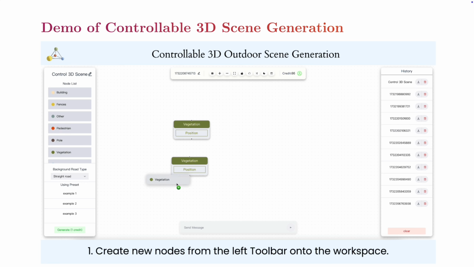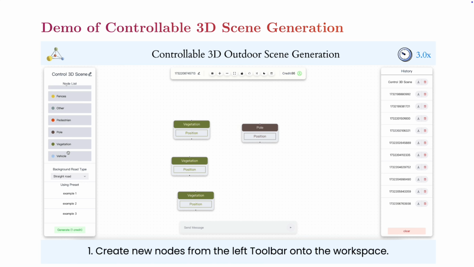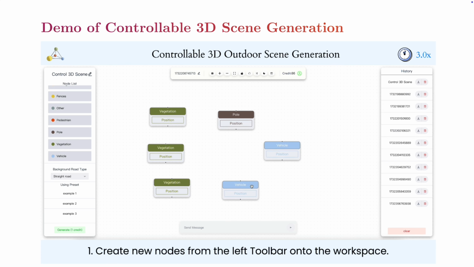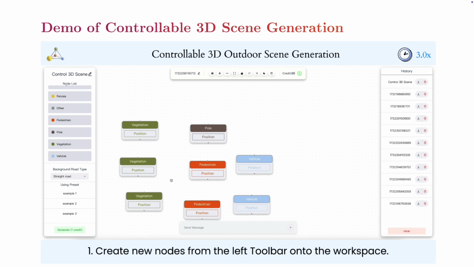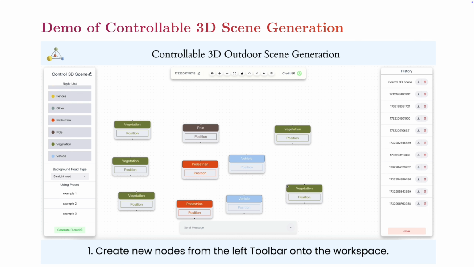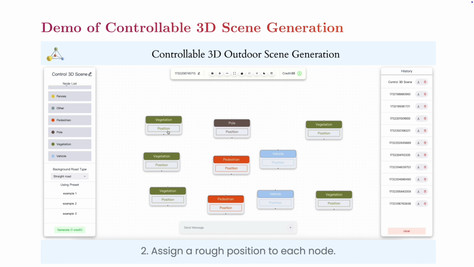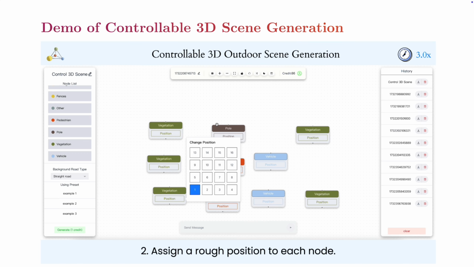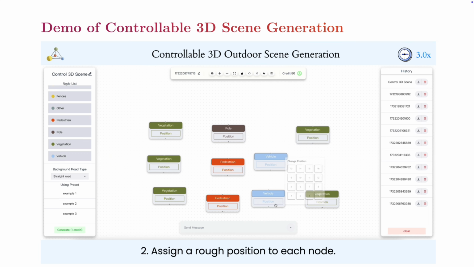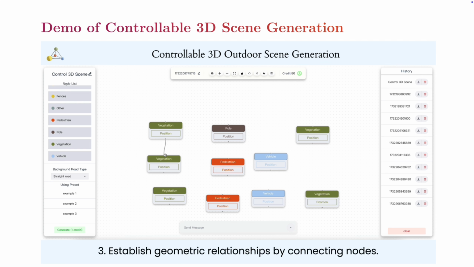First, the user needs to create nodes from the left toolbar. Specifically, they can drag the desired object nodes from the left toolbar into the main panel. After this, the user can assign an approximate position for each object in the 3D space. We provide a position selection panel, which helps users select an approximate position for each object.